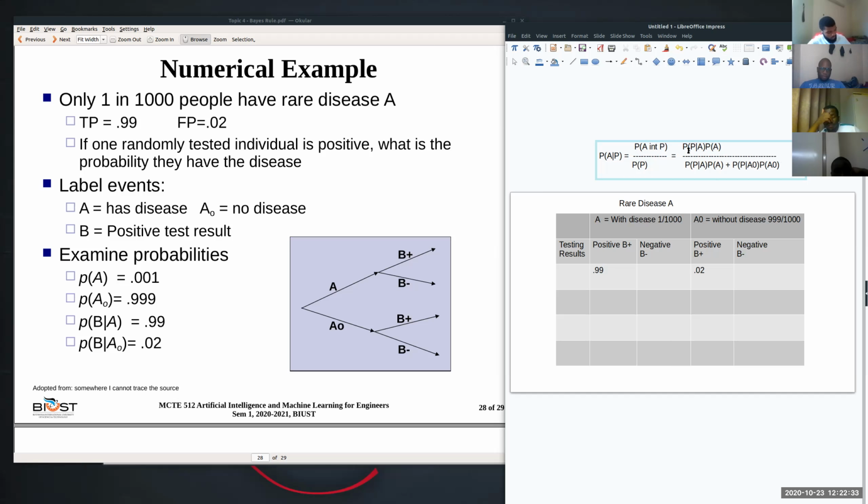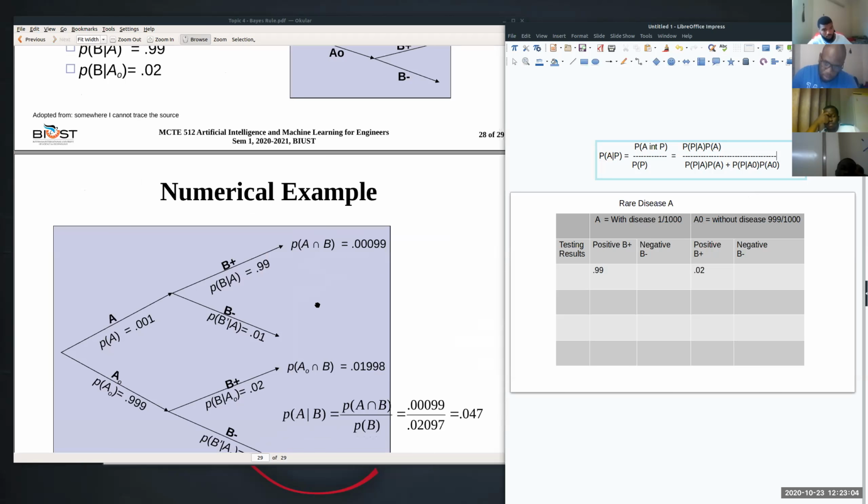Okay, so the probability of positive given A is given, that's 0.99. The probability that you have the disease is 0.01. And then the probability of positive given A is 0.99, the probability you have a disease is this one, and the probability of positive when you don't have a disease is that, and the probability you don't have a disease is there. Go finish. You can compute.